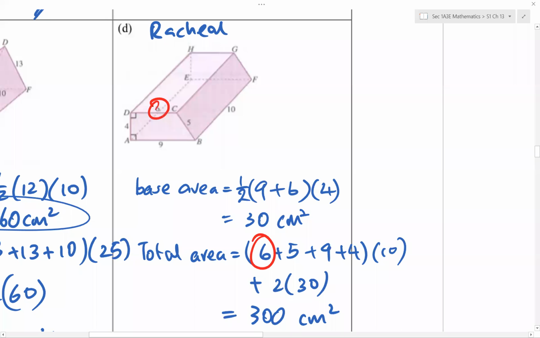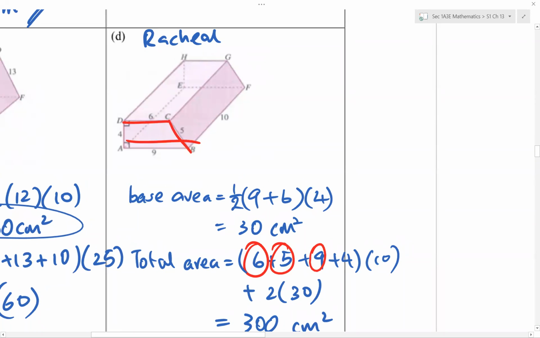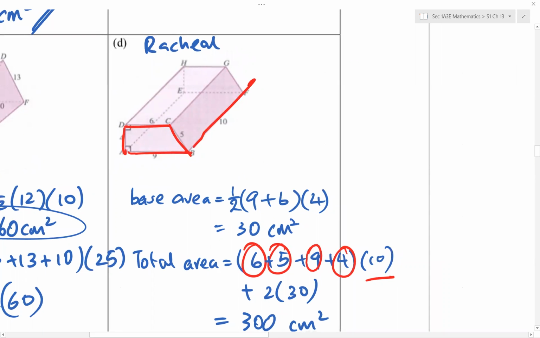Good. And the next leg, 5. Where is it from? Okay, next, 9. Good. 4. AD, good. What did we just find? Of what? Good. Perimeter of base area, what did we multiply it by? 10. Multiply by 10. What do we do after we take the perimeter times perpendicular height?